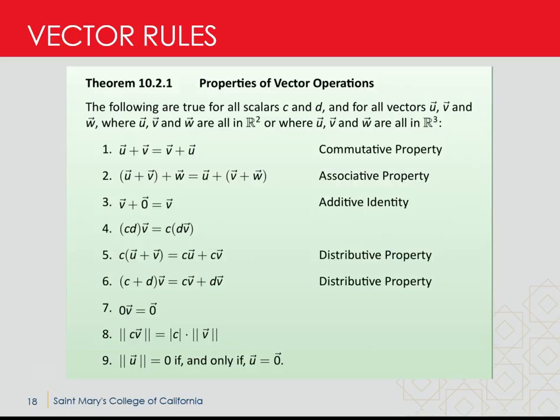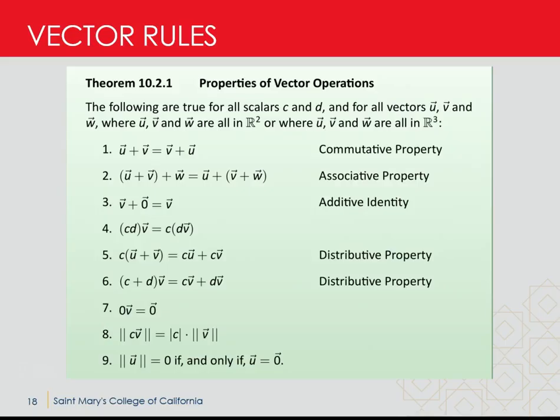The additive identity, so we can have the 0 vector. The 0 vector is just (0, 0, 0), or just (0, 0) if you're in 2D. If you add that to a vector, it leaves it unchanged. Number 4 just talks about multiplying by scalars. Again, it doesn't matter. And then 5 and 6 talk about distributing. So we can distribute a scalar over u and v, or we can distribute those 2 scalars, c and d, over v.